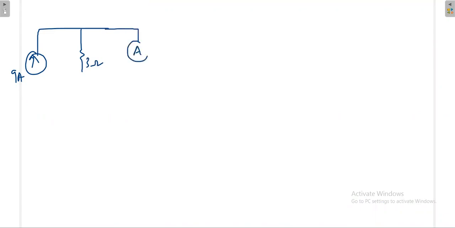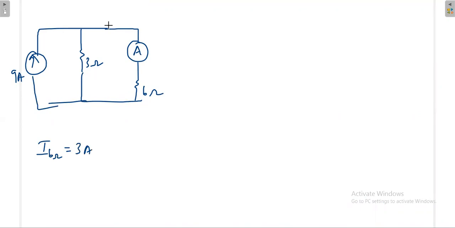Suppose you have a 9 ampere current source here, this is a 3 ohm resistance and this is a 6 ohm resistance. Again, I want to measure the current flowing in the 6 ohm resistance. If the meter is not there, the current across 6 ohm would have been 3 ampere, because simply by applying the current division rule, here 6 ampere will flow and here 3 ampere will flow, before connecting the meter.